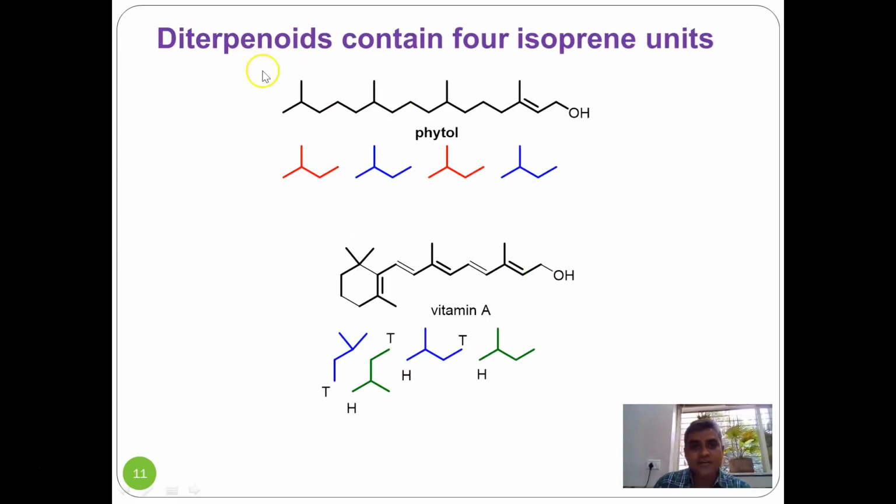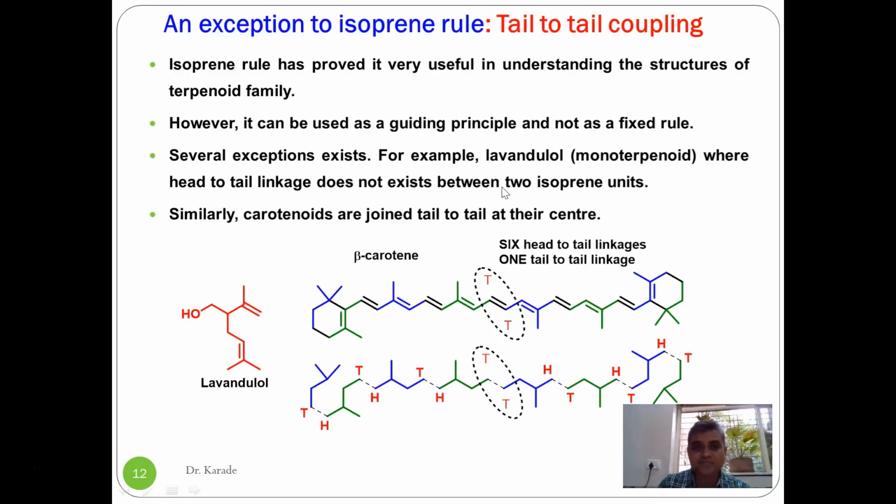Diterpenoids contain 4 isoprene units. This is an example of the phytol molecule, which is a substructure unit in the chlorophyll molecule. Here the 4 isoprene units are beautifully connected through tail to head. Here is a tail and head, here is a tail and head. Vitamin A is again a diterpenoid where 4 isoprene units are there. Vitamin A is involved in the chemistry of vision of the eye, and here again it is connected tail to head, tail to head, tail to head. 3 head to tail linkages are observed in vitamin A.